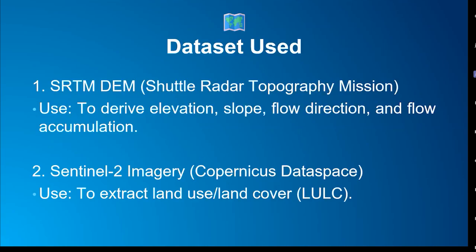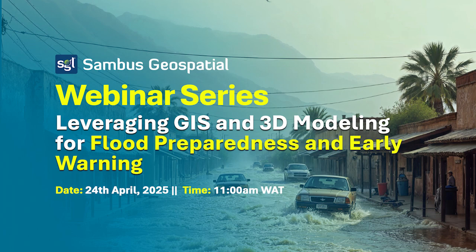For this particular webinar, we made use of SRTM, which is Shuttle Radar Topography Mission. That's where we got the digital elevation model. This was used to derive elevation, slope, flow direction, as well as flow accumulation. While for the satellite imagery, we actually used Sentinel-2. So this was used to extract the land use, land cover. So now we move to ArcGIS Pro.